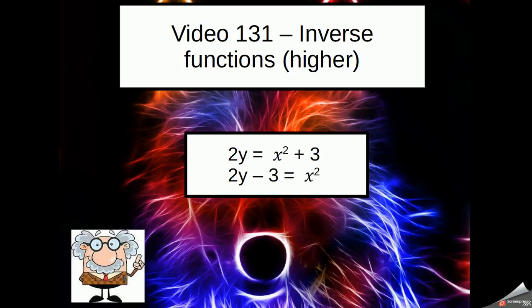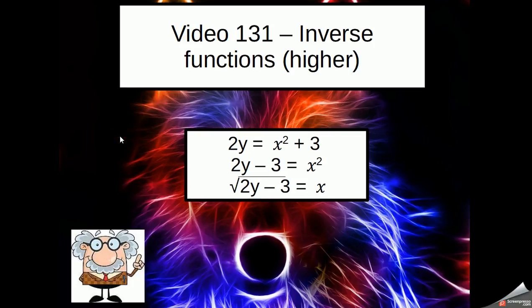So 2y minus 3 will give us x squared, because by deducting 3 from the right side, it's cancelled that 3 off. And we want x as the subject, not x squared. So we square root both sides, and now we've got x as the subject. So the square root of 2y minus 3 is x.